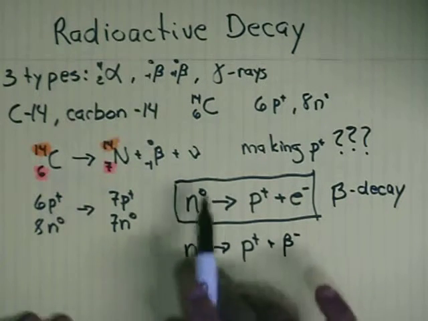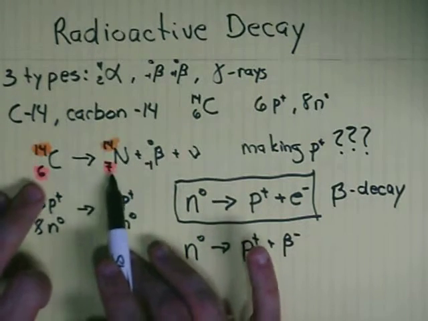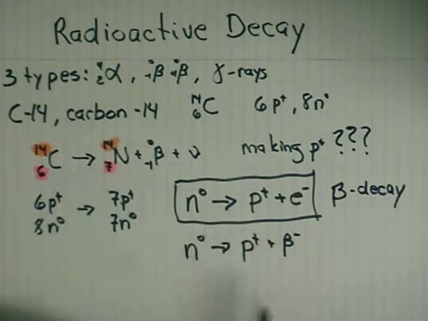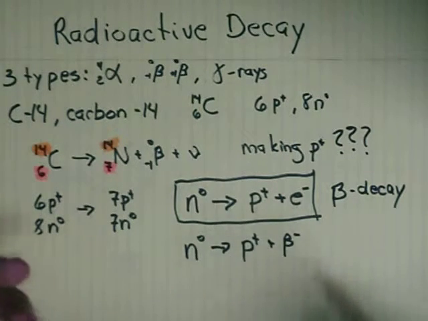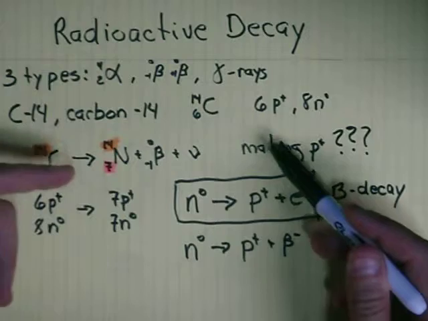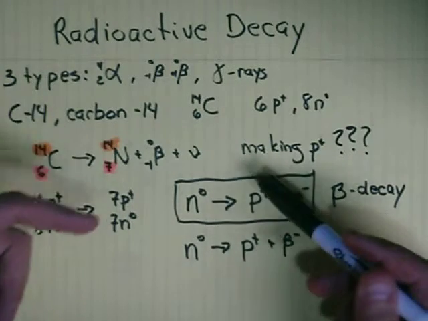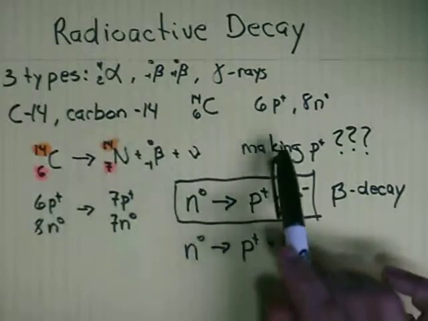And so that is how we're able to not see a change in mass, but suddenly have it go from carbon to nitrogen. Because when we convert this neutron to a proton, it changes the nature of the atom itself. And so this is an intro to the mechanism behind beta radiation.